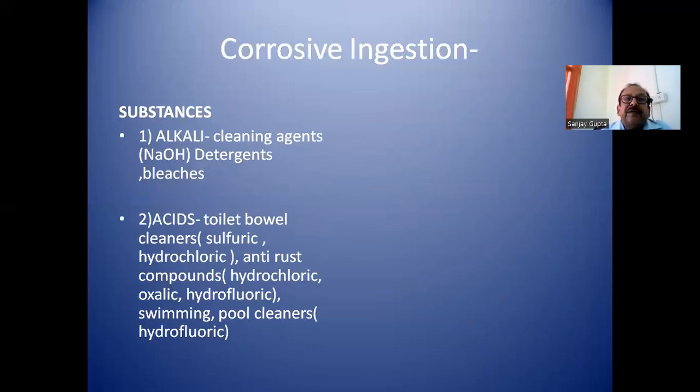Another condition is corrosive ingestion, which may cause stridor. It can be alkali or acid ingestion. Both behave differently. Alkalis are cleaning agents, detergents, and bleaching agents. Acids are toilet bowl cleansers, such as sulfuric and hydrochloric acid, anti-rust compounds, such as hydrochloric, oxalic, and hydrofluoric acid, and swimming pool cleaners, such as hydrochloric acids.